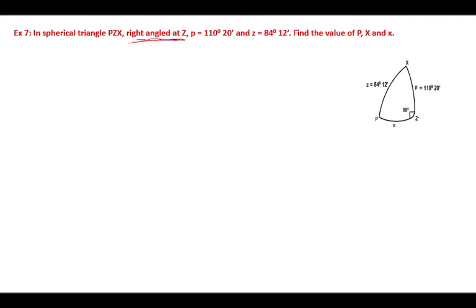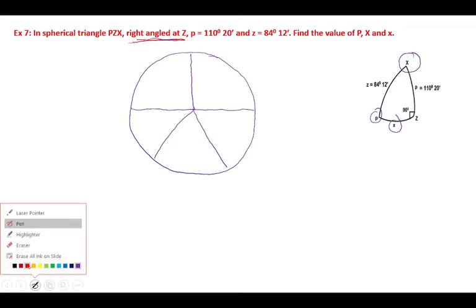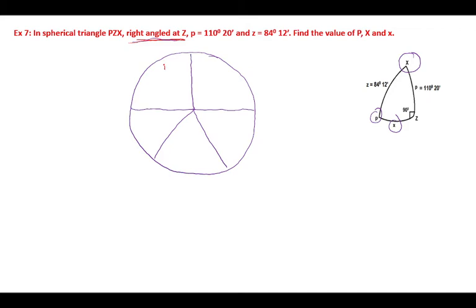Draw one triangle, and show that capital Z is 90 degrees. These sides are given, so we can mention their values. And we have to find capital X, small p, and small x. So we'll draw a Napier circle. Draw a rough circle, divide this circle into 5 parts, and give the numbering to this circle: 1, 2, 3, 4, and 5.